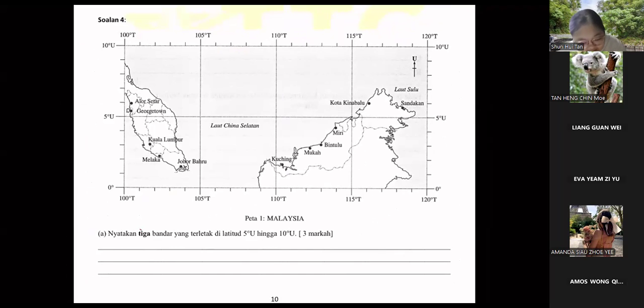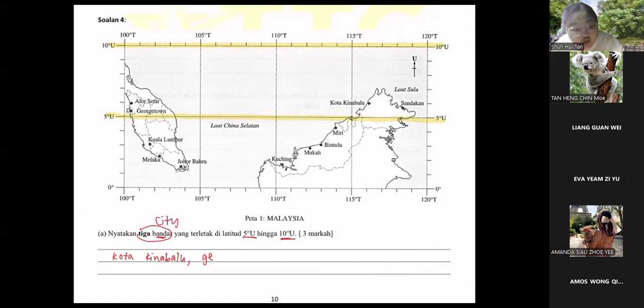So, they say, nyatakan 3 bandar. Tell me 3 cities located between 5U and 10U. 5U is here. 10U. So, they ask you to name 3 cities. What cities have you seen there? Yes. Okay, I need to write down. You can write short form in the chat, but I can't, okay? Kota Kinabalu, Georgetown. Laut Sulu is not, yeah? Be careful, they want bandar, city, yeah?